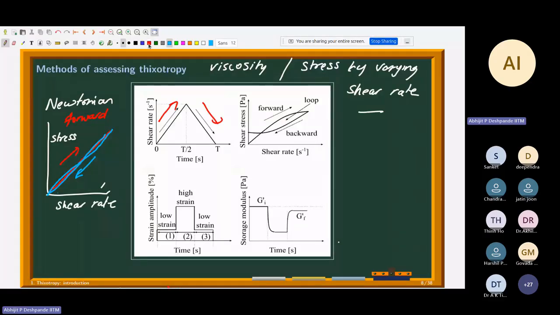In the case of a polymer solution, again, we can see that going forward, there may be shear thinning, so stress may not be linear. But then when we return, again, we get the same result, right? So whether it's going forward or coming backward, for a polymer solution also, we will get similar results. So this is for a polymer solution.